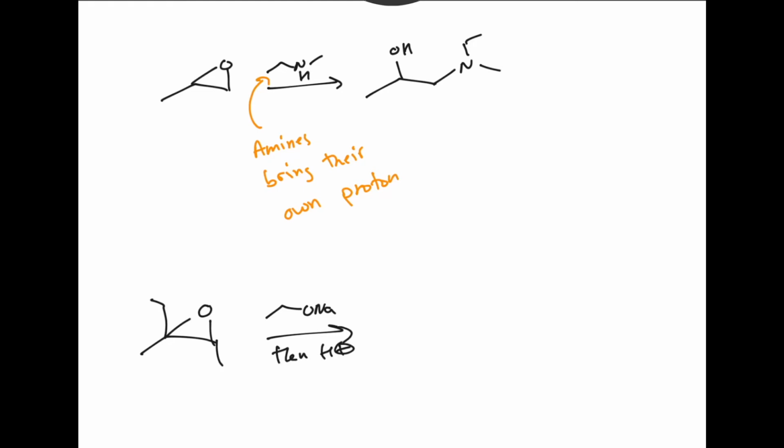Right here, you would just look and say, hey, I've got tertiary carbon, I've got secondary carbon. Secondary carbon is less substituted than a tertiary carbon, so that's where I'm going to do my SN2 reaction. Right? I know I'm under basic conditions because I have the then H plus, and there's my product.